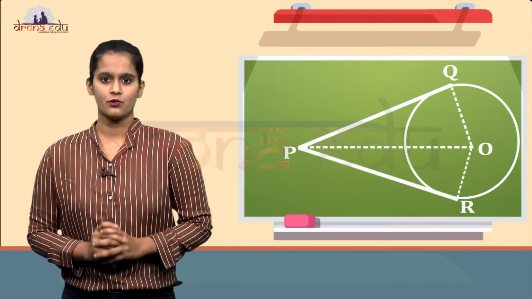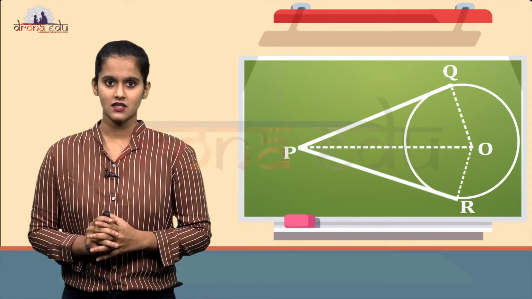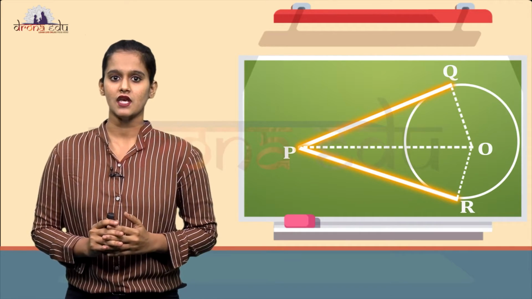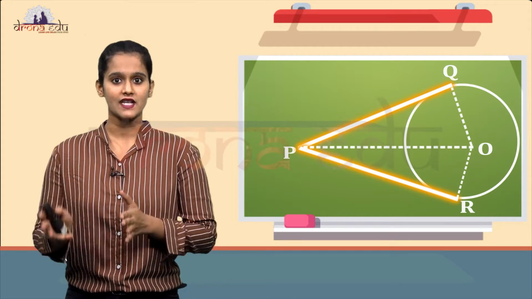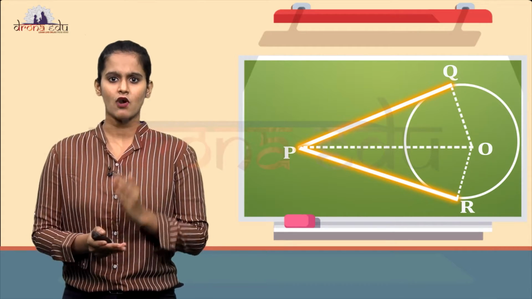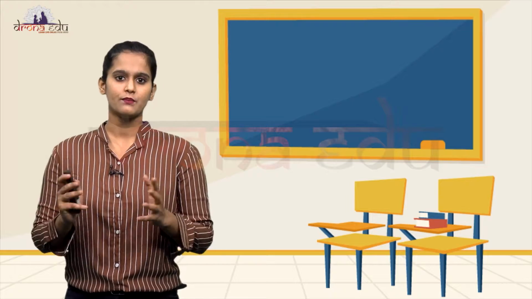Now what do we need to prove? We need to prove that PQ is equal to PR. The lengths of the tangents should be equal. That's what we need to prove. So let's do the proof.